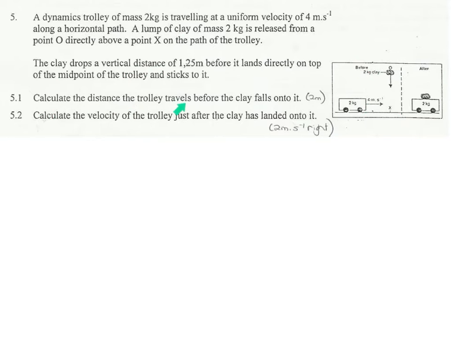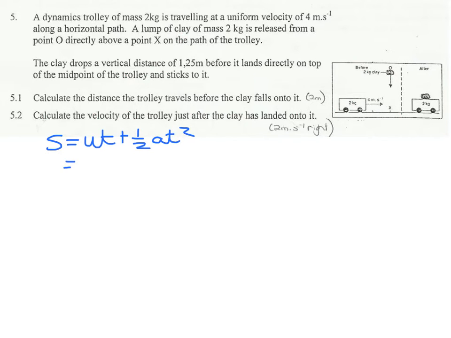Calculate the distance that the trolley travels before the clay falls on it. So now we're on to equations of motion. We've got straight motion down of the clay, straight motion across of the trolley. So I am going to say that the distance is equal to, so I'm now just looking at the clay, ut plus a half at squared.